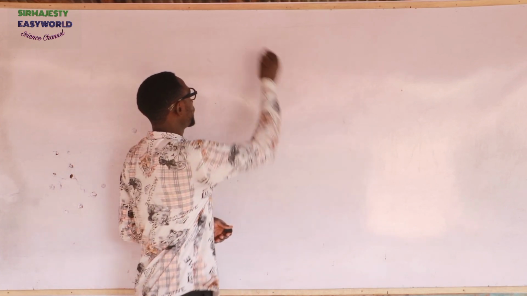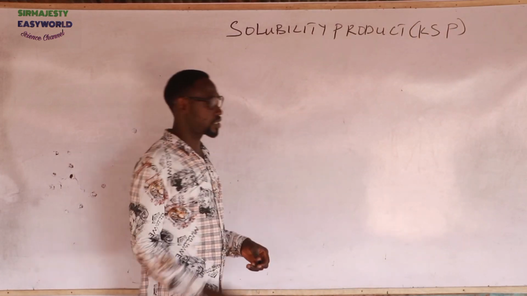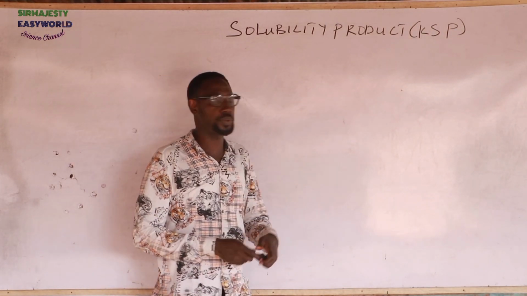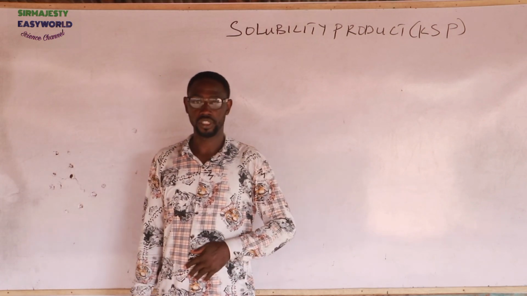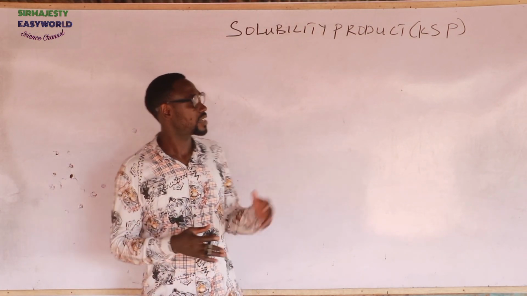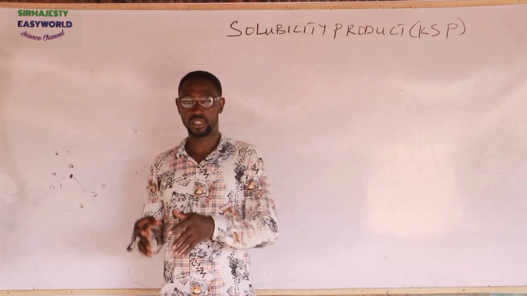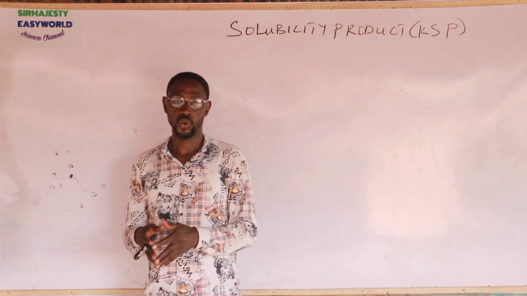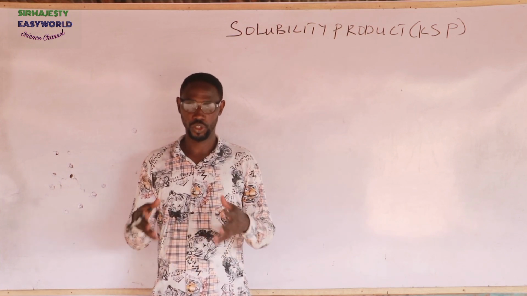Now, the topic is solubility product, Ksp. And this K here means that it's a constant. Actually, when I use the word solubility product, I am trying to express something when a solid is in equilibrium with its ions in aqueous solution. We can now talk about solubility product.